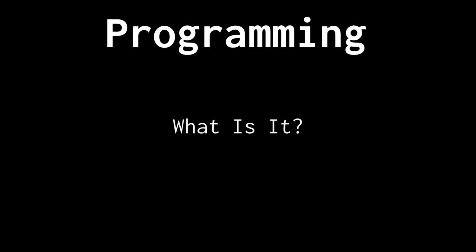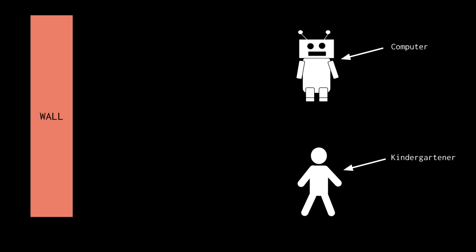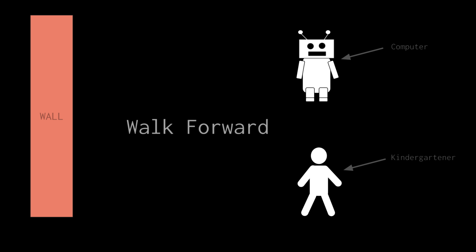So, before we can learn to program, we must first learn what programming is. To start off, believe it or not, computers are actually very dumb. Don't believe me? Well, let's look at an example to show you that you are in fact smarter than a computer. Take a computer that has the ability to walk, a robot of sorts, and instead of yourself, let's take a kindergartner. Now we put both the computer and the kindergartner some distance away from a wall so that they're facing it, and let's give them one instruction: walk forward.